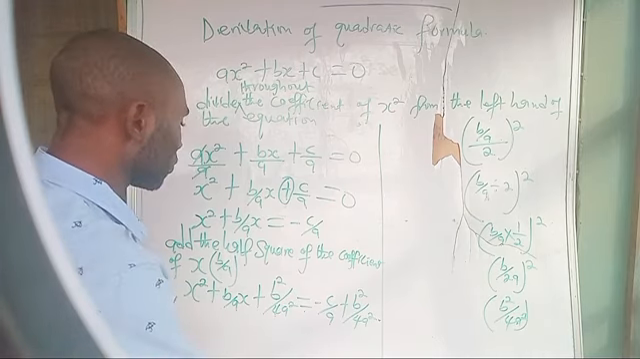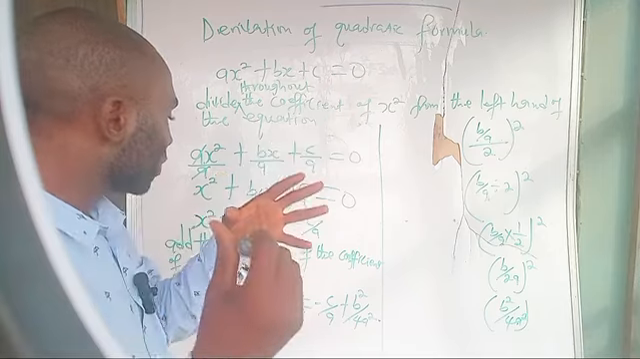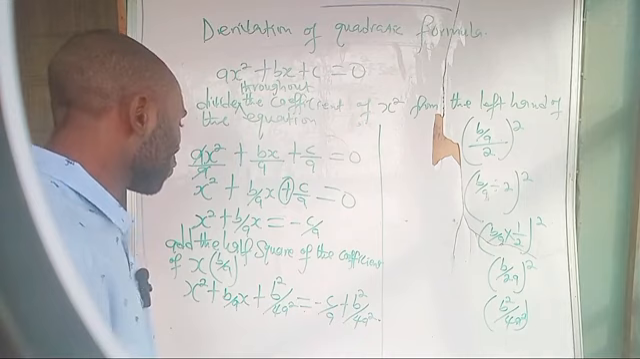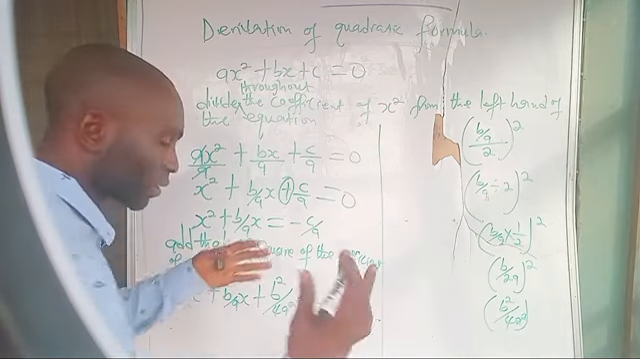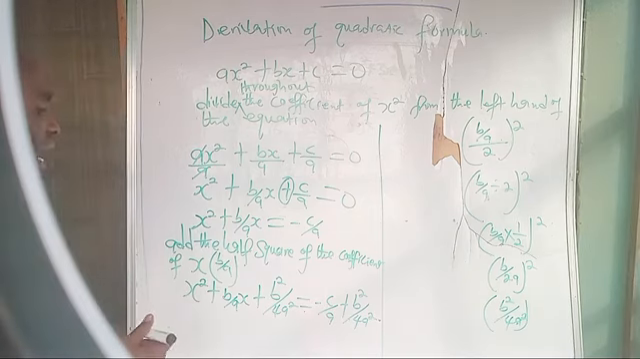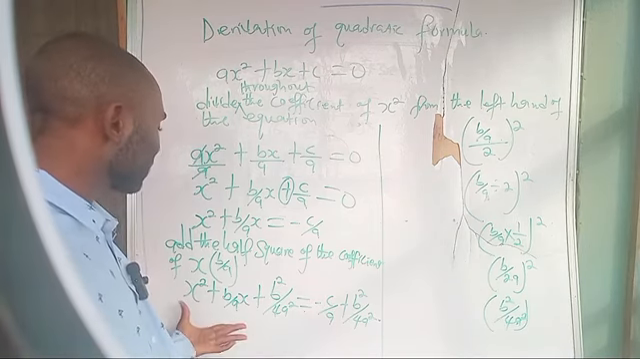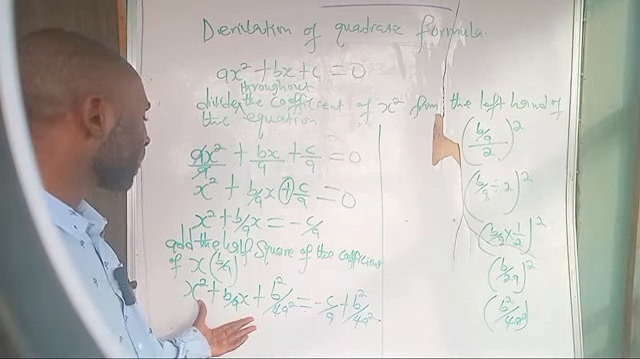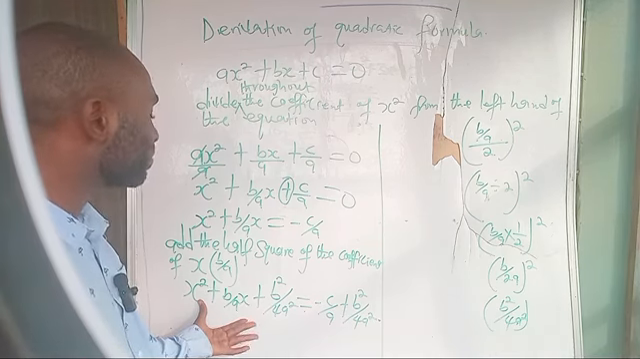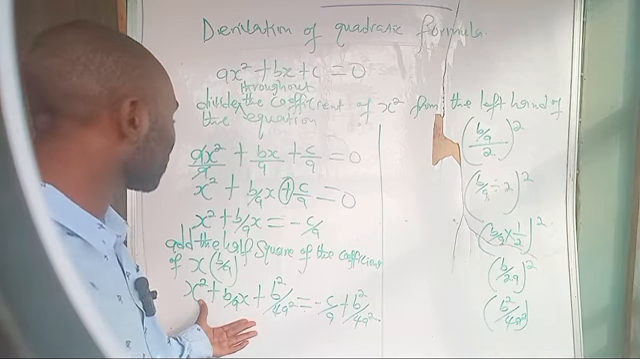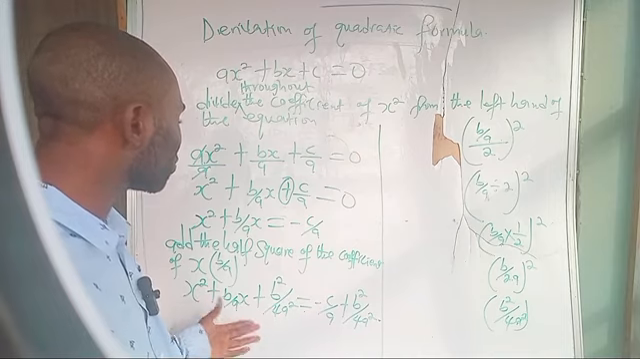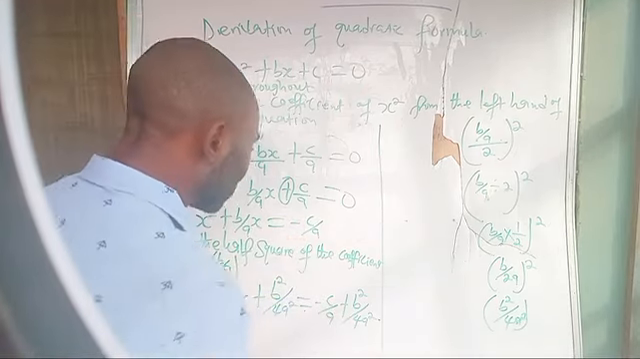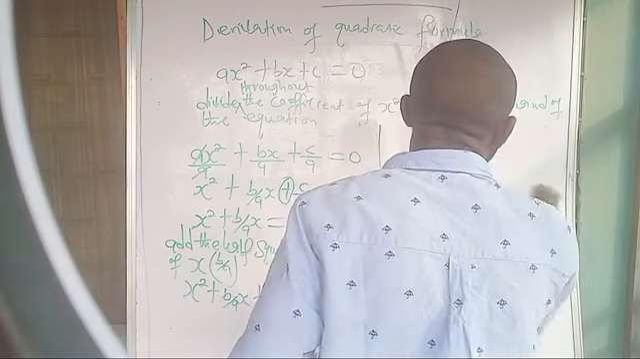So since we now know the half square of the coefficient of x, we will now simplify everything together. And if you look at the left hand side of the equation, you will discover that this has formed a complete perfect square equation. What do I mean by a perfect square equation? A perfect square equation is an equation that has double roots.